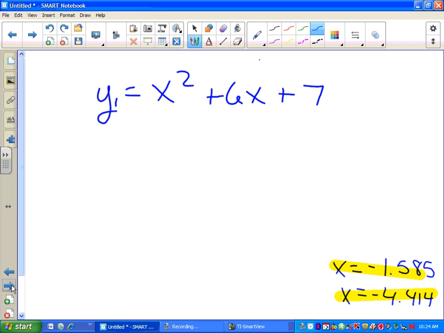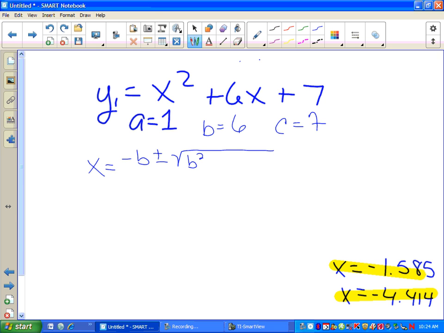Okay, here we go again. What is A? Hope you said 1. What's B? It's 6. And what would C be here? That would be 7. Okay, here we go. Quadratic formula. Let's write it again to help our memory. X equals negative b plus or minus the square root of b squared minus 4ac divided by 2a.